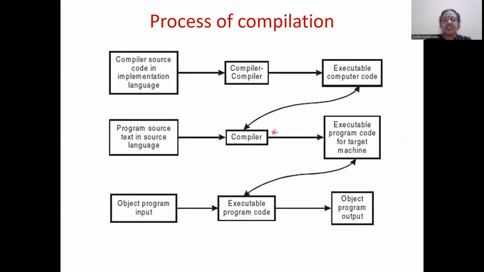The first phase is the compiler executable itself. The second phase is generation of an executable file for the program. And the third phase is making use of this executable file and giving the input to the program to this executable file to generate the desired output.